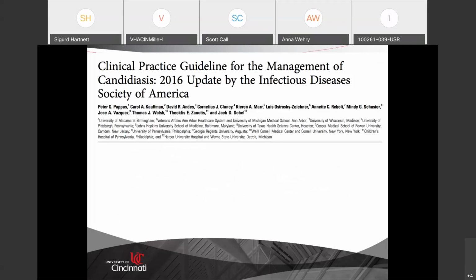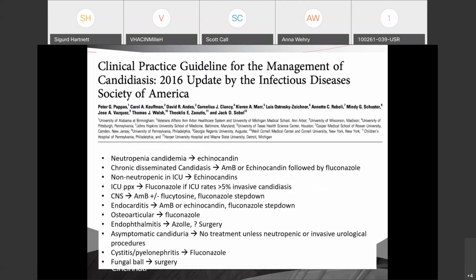I wanted to point out there is this beautiful guideline that actually is not that old. It's only 4 years old, and it really goes through candidiasis and the treatment and practice of candidiasis in patients. This is a long list, but we're looking at individuals. So neutropenia with candidemia, we're going to treat with an echinocandin. If they have chronic disseminated disease, you think about amphotericin or an echinocandin followed by fluconazole.